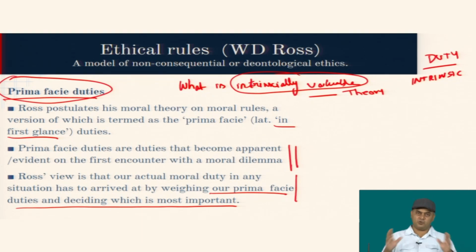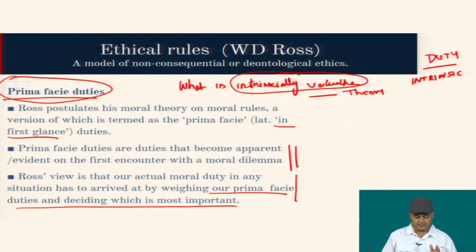So, in the broader ambit of deontological ethics, Ross introduces a theory where he gives a set of laws or rules which are intrinsically valuable, only we need to calibrate it depending on the situation. So, he gives something which is intrinsically valuable, and that is why his theory is a deontological theory.